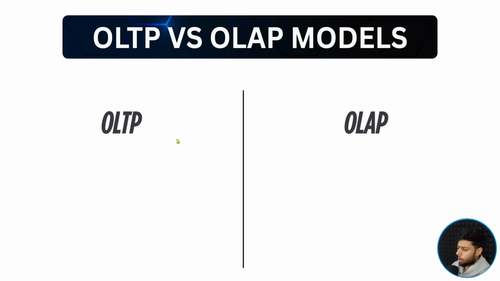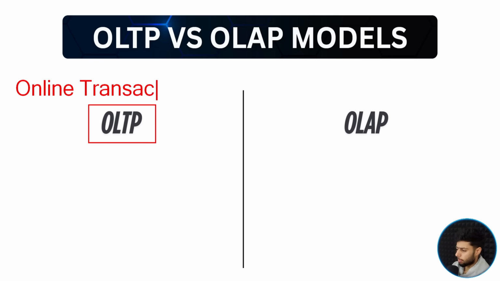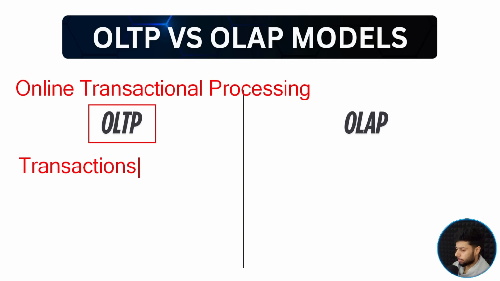First of all, let's talk about OLTP. OLTP stands for online transactional processing. Okay, very good. So these data models are designed in such a way that they can handle transactions easily and efficiently. Now, what are transactions?